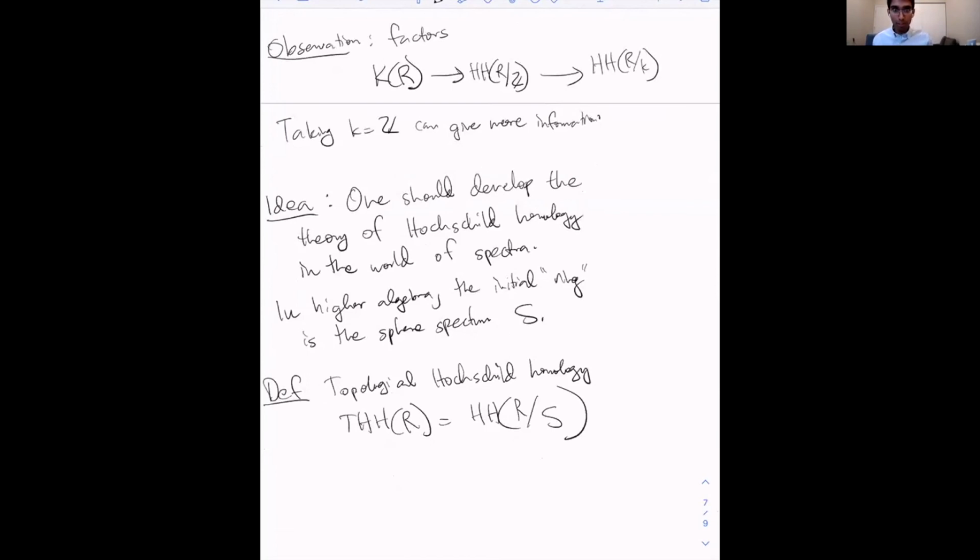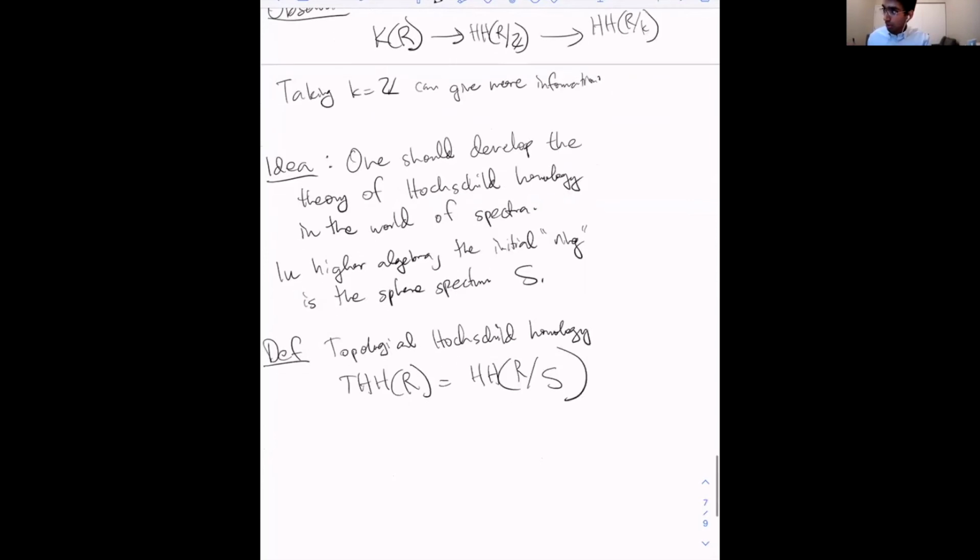But in the end, Hochschild homology is a very general construction. It basically involves taking iterated tensor products and taking a colimit, and so one can do that in this world of higher algebra, and one obtains this notion of topological Hochschild homology. It turns out this is a very good thing to do, and it sees a lot of information that you don't see if you stay in the world of classical rings.